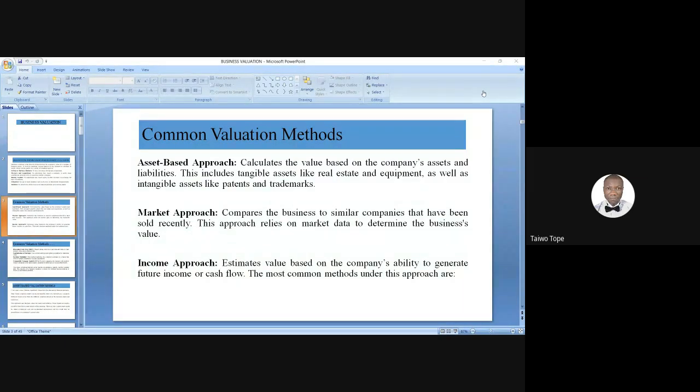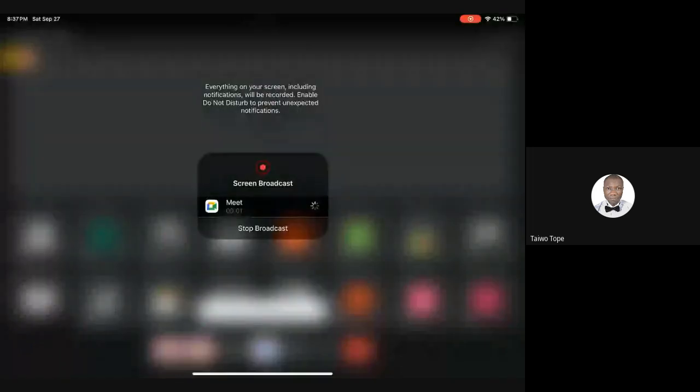So this method of valuing a business, do you think it will be much more practical in an organization that deals with intangibles?